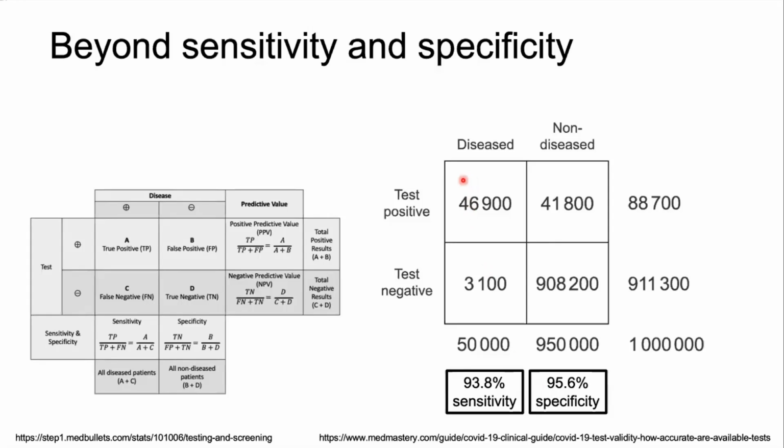Because here you're looking at the total number of positives that tested positive amongst the entire disease population. So there's 50,000 diseased people, and 46,900 of them tested positive. Great sensitivity, and the specificity is great as well. There's a lot more people that tested negative, but only a few tested positive that are actually healthy. So high sensitivity, high specificity, everything looks great, right?